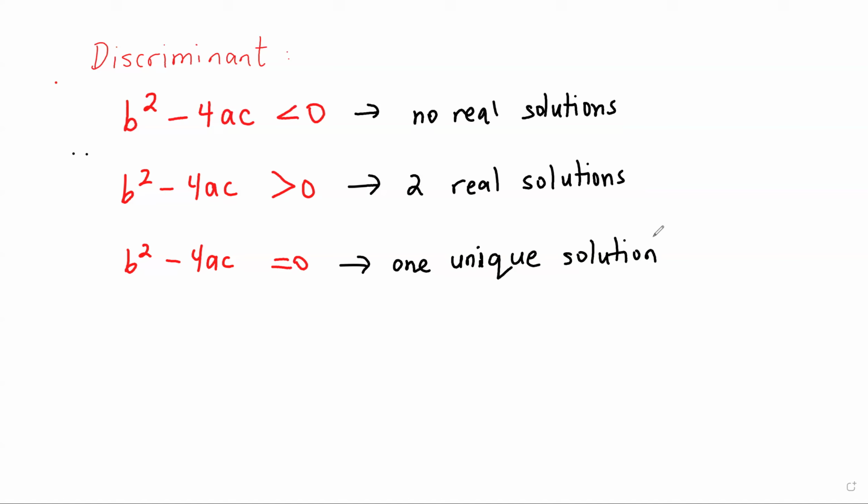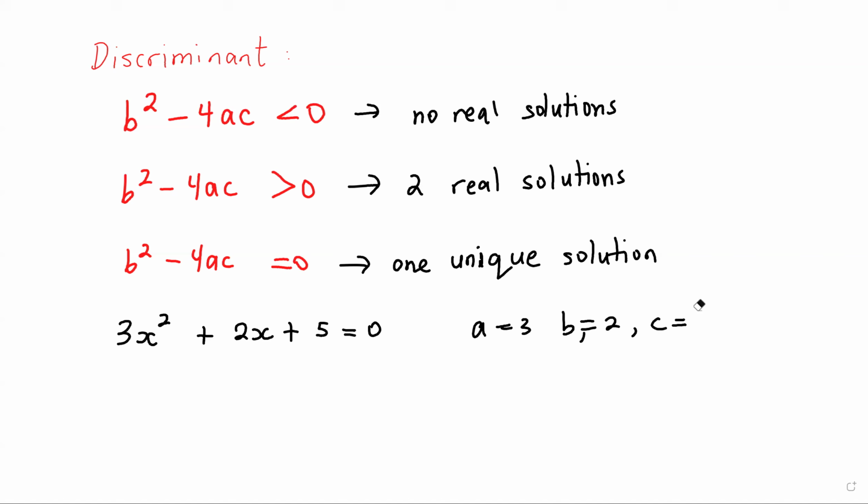So for example, let me show you what that means. Let's say we have a quadratic 3x squared plus 2x plus 5 is equal to 0. Somebody tell me quickly, what is A, B, and C in this equation? A is 3, B is 2, and C is 5. Perfect.